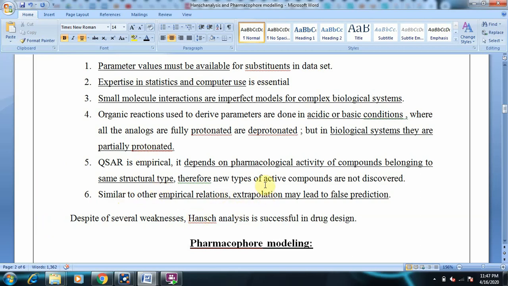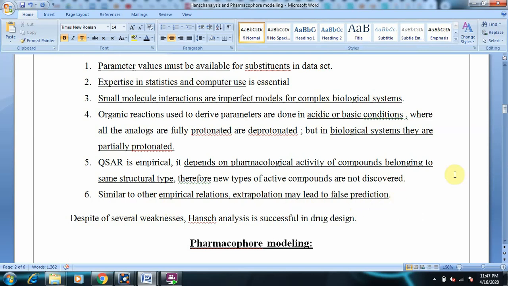And as we said, this is an extra thermodynamic method, that is extrapolating the line, and we are trying to find the relationship between biological activity and some physico-chemical parameter. We do it normally in statistics. We try to extrapolate and find the relationship, and those methods, if done under thermodynamic conditions, are called extra thermodynamic methods. And here, if we do this extrapolation, the results we get may give false predictions. So this is also a weakness.